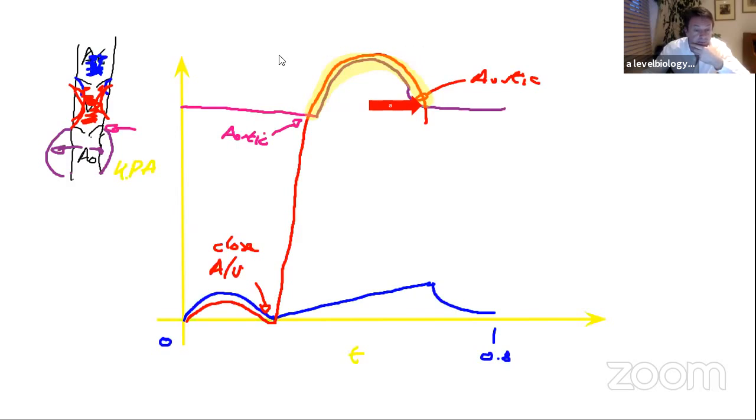Now then we've got the pressure falling in the aorta and falling in the ventricle, because the ventricle's relaxing, until the pressure becomes lower in the ventricle than in the atrium. So at that point, the atrioventricular valve will open.